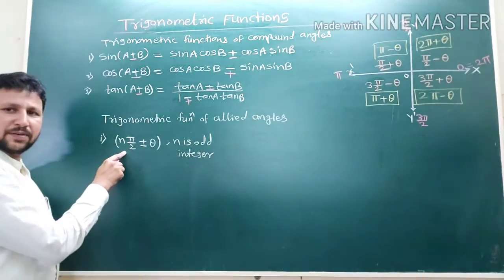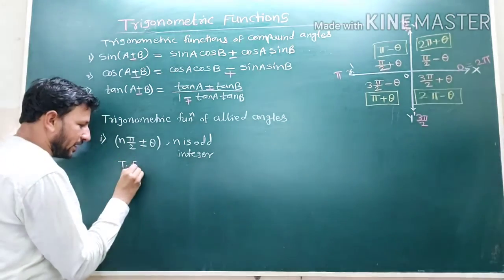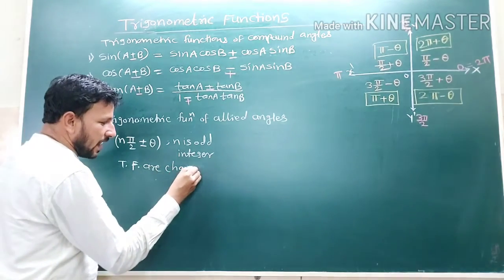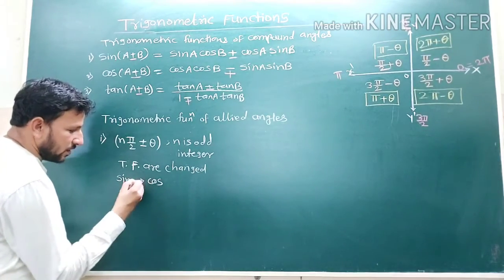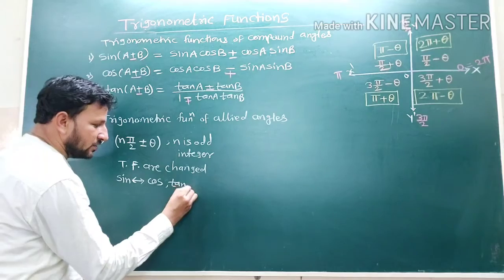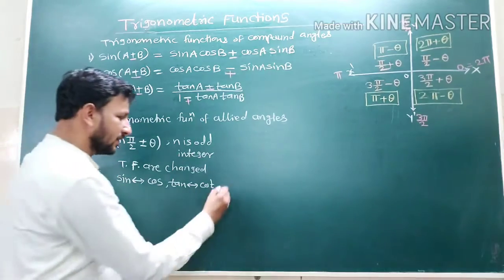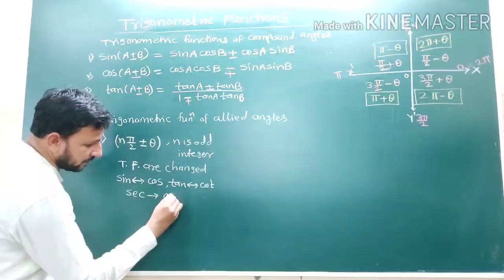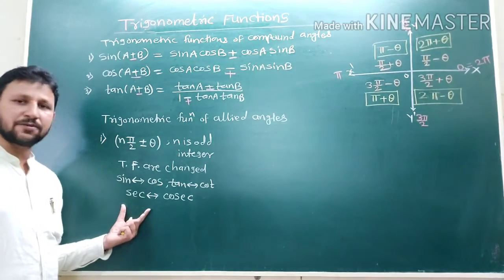If the angle is expressed as a multiple of pi by 2, then the trigonometric functions change. The sine function changes to the cos function, and cos changes to sine. In the second pair, tan changes to cot, and cot changes to tan. The last pair is sec, which changes to cosec, and cosec also changes to sec.